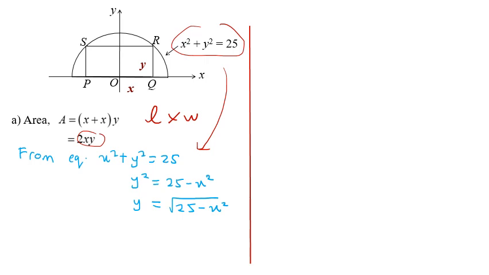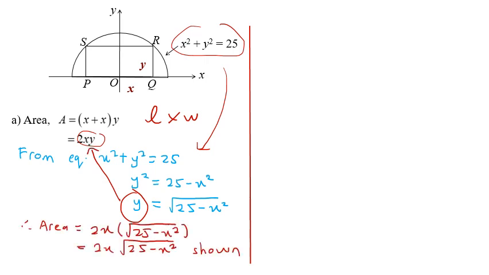So with that, we can substitute this y into our equation of area. So our equation of area would be 2x times square root of 25 minus x squared. That is from the other equation. So with that, we can show question A. Okay, so that's for question A.